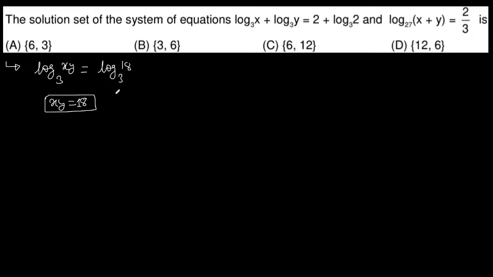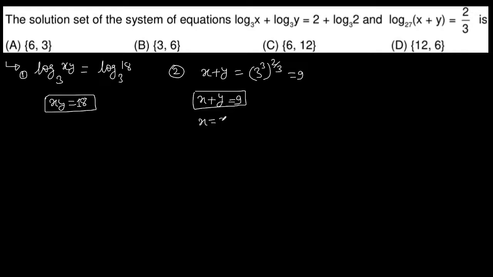And here we can say that x plus y is equal to 3 cube, 27 to the power 2 by 3, isn't it? Which is nothing but 9. So x plus y is equal to 9. So by looking we can say that x is equal to 3, y is equal to 6. 6 times 3 is 18, 6 plus 3 is 9. So one of the options is correct.